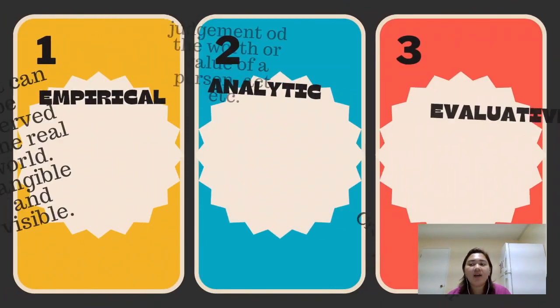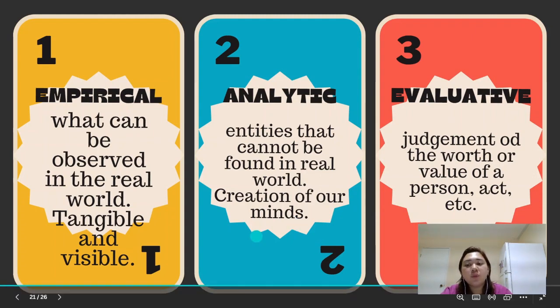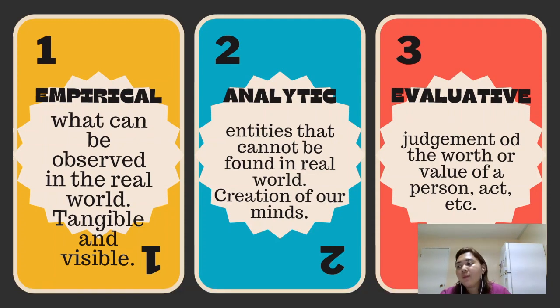So first we have empirical concept. Here in empirical, what can be observed in the real world? That's simply it. If the members of the extension of a concept can be observed in the world, then the concept is empirical.